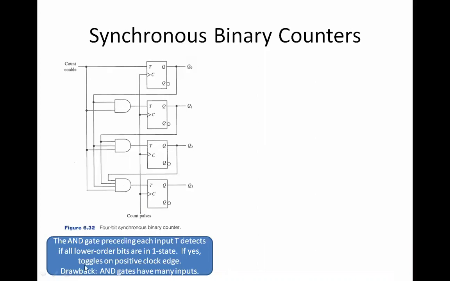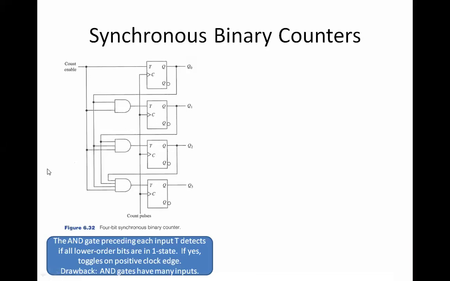If yes, it toggles on the positive clock edge. So whenever there is a positive clock edge, that's the property of the T flip-flop, right? Whenever there is 1, then the value is toggled. If it is 0, the same value is continued.